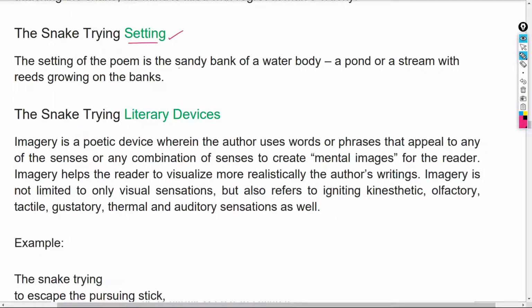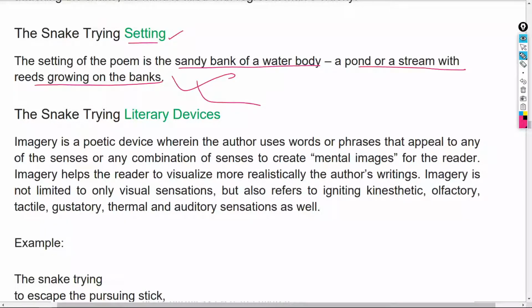The setting of the poem is the sandy bank of the water body, a pond or stream with reeds growing on the bank. देखिए सेटिंग का पर्टिकुलर एसोसिएशन और मीनिंग वो ऐसा होता है कि सेटिंग मतलब कौन सी प्लेस में एक कविता और पोएम स्टार्ट हुआ. तो ये हुआ कि sandy bank of a water body, maybe the pond or the stream or the river, and by the side of it there are a lot of reeds, which are a kind of long grass that grows by the side of the water body.